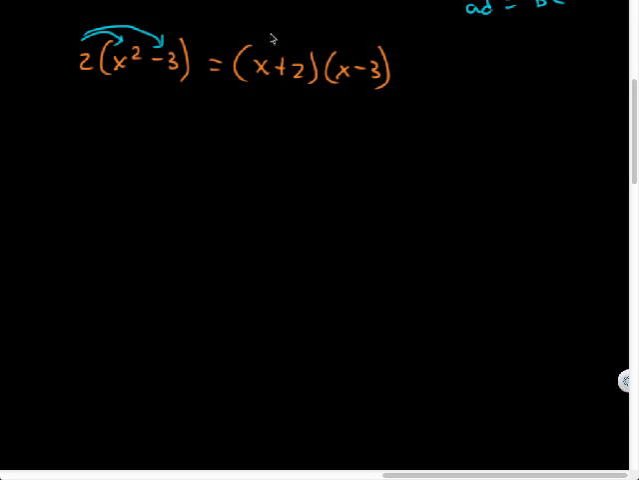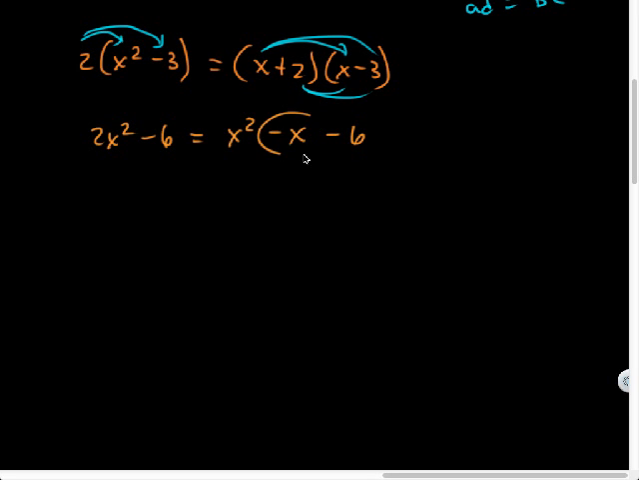And then here I could FOIL or double distribute or whatever, right? Here we go. 2x squared minus 6 equals x squared minus x minus 6 when you FOIL it out and combine like terms, because you'd end up with a 2x and a negative 3x. Those combine to be negative x. So I'd end up with a quadratic. How do I solve this? It's x plus 3. No, x plus 2. X minus 3. Right? Oh, you're factoring this.